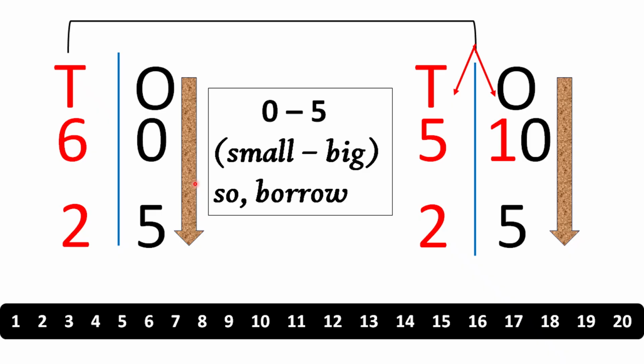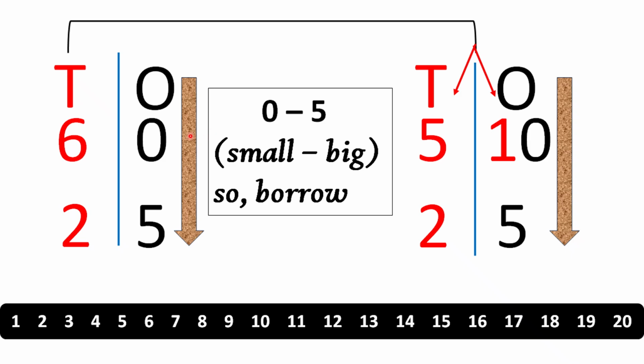Why are we borrowing? Because it is small number minus big number. How do we borrow? 6 tens. Keep 5 tens here and take 1 ten over to the next column. Now the child is answering. Why the arrow? Arrow means top minus bottom.